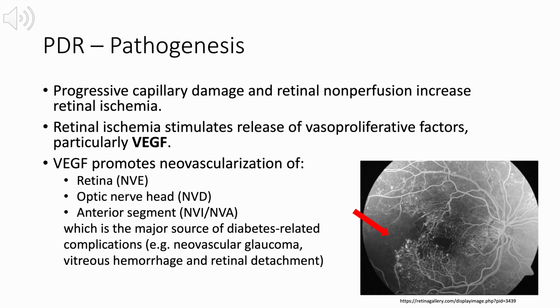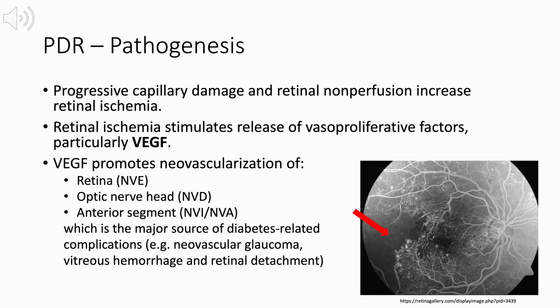VEGF, in turn, promotes neovascularization at 3 anatomic locations: the retina itself, producing neovascularization elsewhere, or NVE, the optic nerve head, producing neovascularization of the disc, or NVD, and the anterior segment, producing neovascularization of the iris and of the angle, abbreviated NVI and NVA, respectively. This neovascular response is the major source of diabetes-related ocular complications, including neovascular glaucoma, vitreous hemorrhage, and retinal detachment.